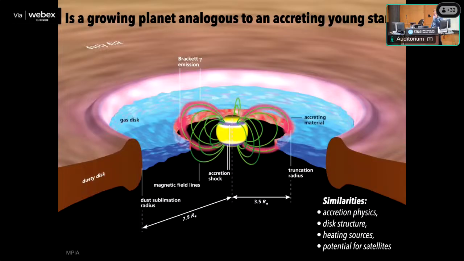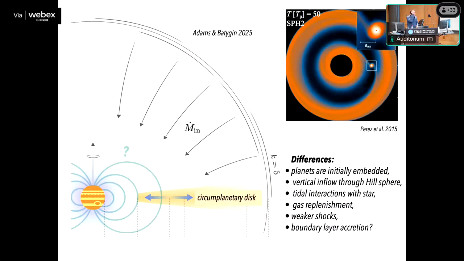And so, at least in terms of the big picture qualitative similarities, the accretion physics, perhaps the disk structure, the central heating source, and also the possibility of the formation of planets for a young star or satellites for a circumplanetary disk are expected to be largely similar, qualitatively similar. But there also should be differences. So planets form within the circumstellar protoplanetary disks of young stars.